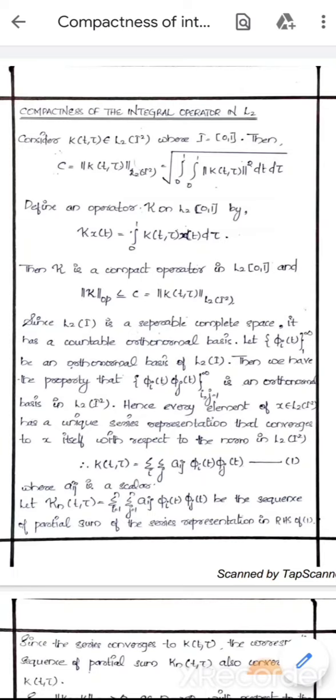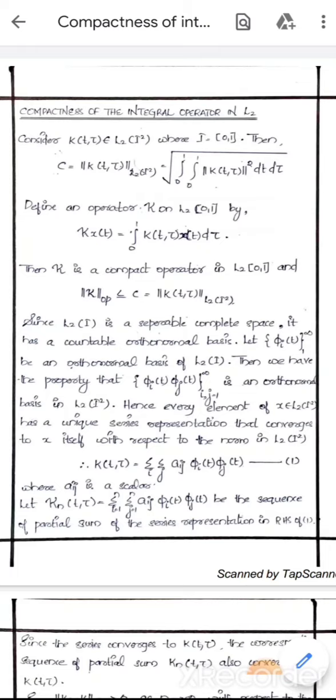So using the function k of t comma tau, we define an operator script K on L2 of I. That is, script K is an operator from L2 of I to L2 of I. We define this by script K h of t is equal to the integral over 0 to 1 of k of t comma tau h of tau d tau.